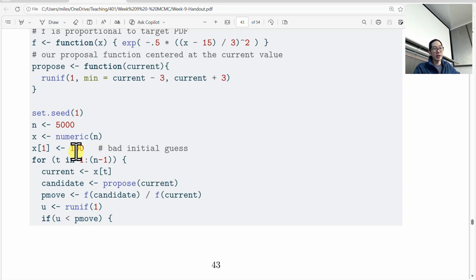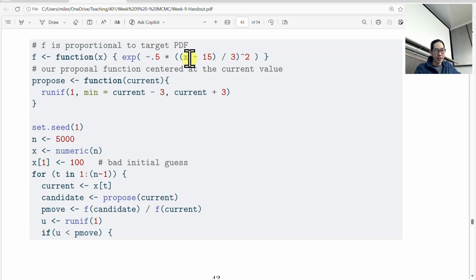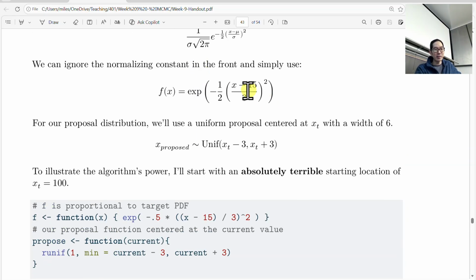And then what I do is I say, okay, that's my current location. Let's propose a value at my current location. So I propose a value somewhere between 97 and 103. Maybe I propose 98. Okay, so let's say I propose 98. I look at f of 98 versus f of 100. And when I do this, because it's a negative value here, right? 98 minus 15 squared versus 100 minus 15 squared. 98 times negative is less negative than 100 minus 15 squared.